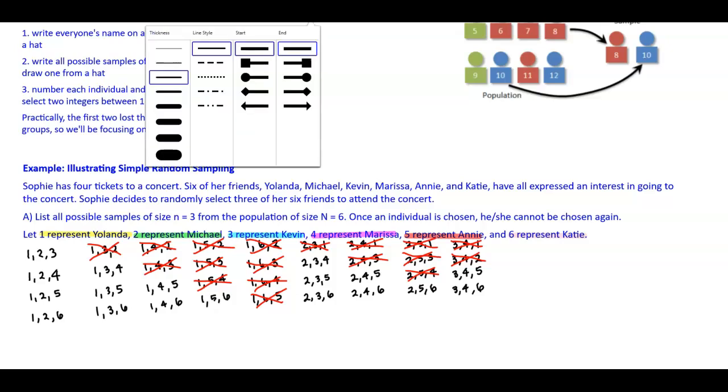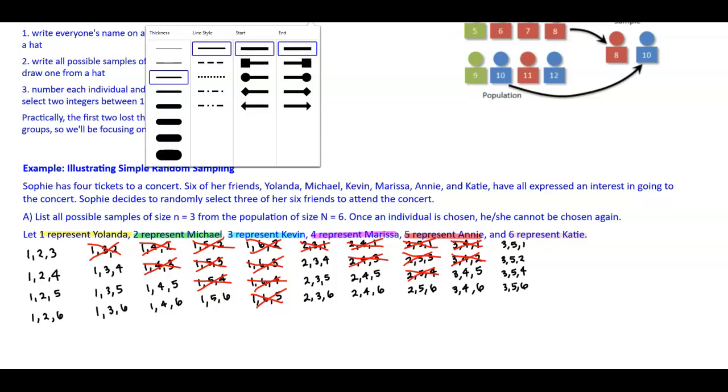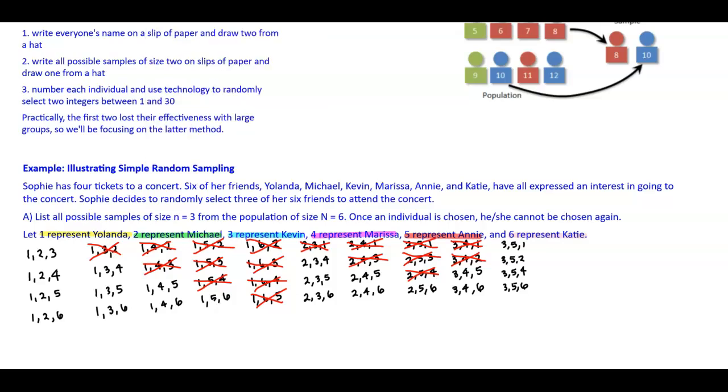Okay, now let's go to 3, 5. So if we go 3, 5, 1, then 3, 5, 2, then 3, 5, 4, and then 3, 5, 6. So yes, these are repeated: 3, 5, 1 and 3, 5, 2 and 3, 5, 4, so we have 3, 5, 6.